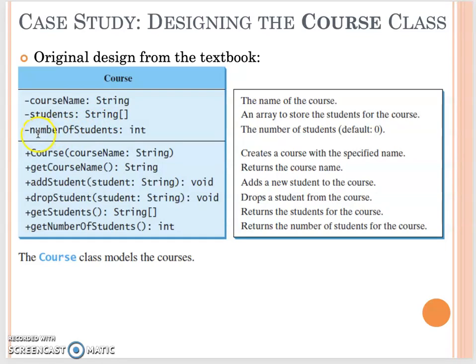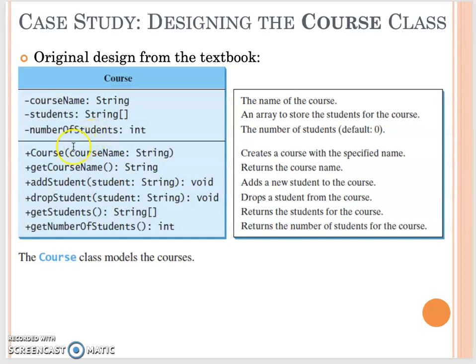Then you have the number of students. Because we may allow, for example, in DVC, 35 students in a class, but what really matters is the total number registered. That's why we have the number of students to keep a record.